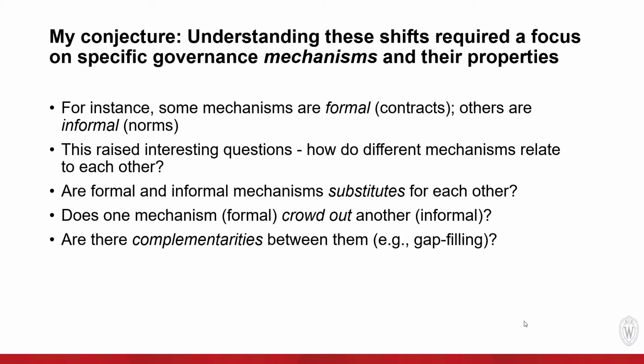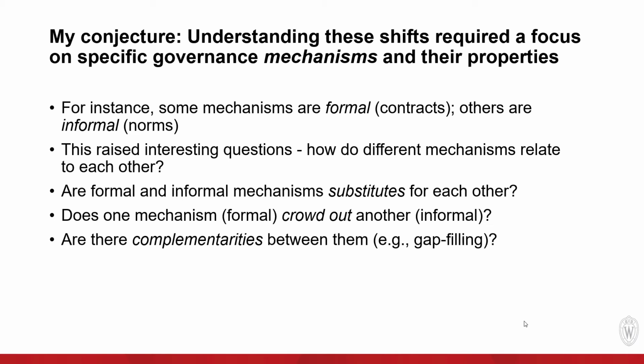Some mechanisms could be described as being formal, such as contracts. Others are informal, like social norms. And that raised some very interesting questions about how different governance mechanisms relate to each other. And I explored that question for quite some time in a series of different papers. One question had to do with whether formal and informal mechanisms are substitutes for each other. If I have informal norms, do I need a contract?